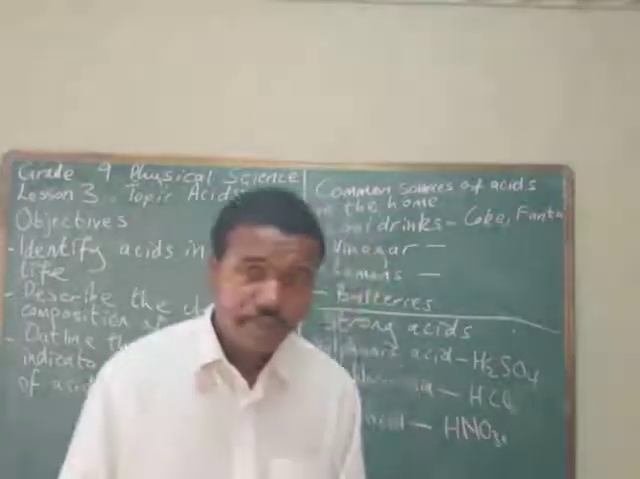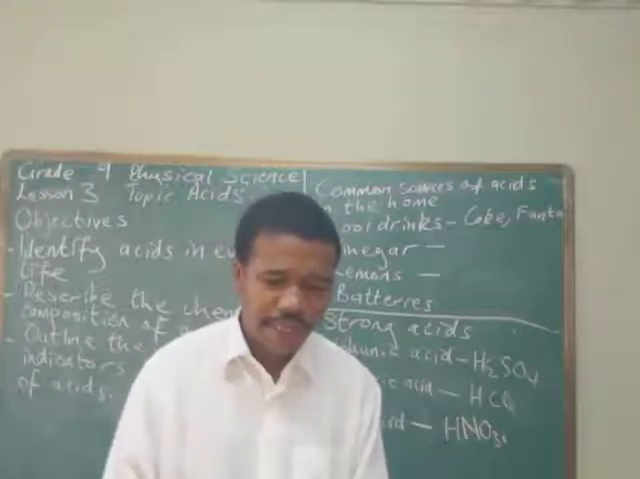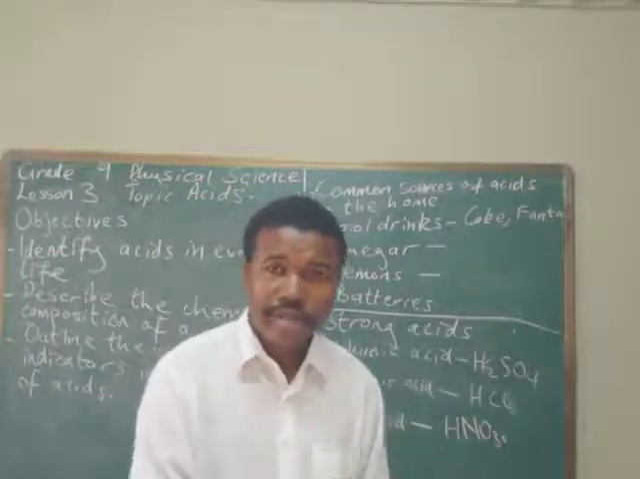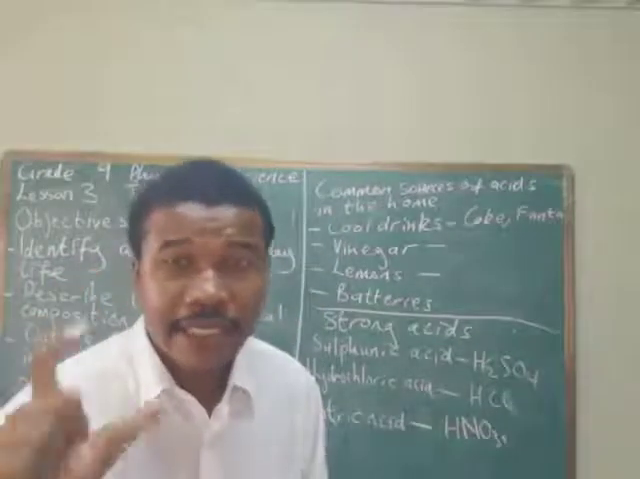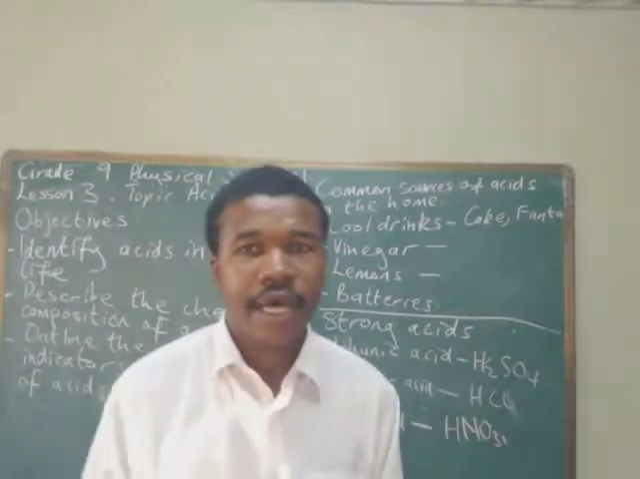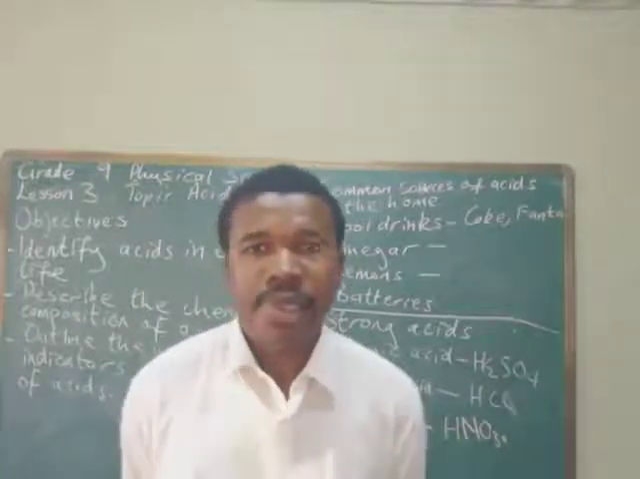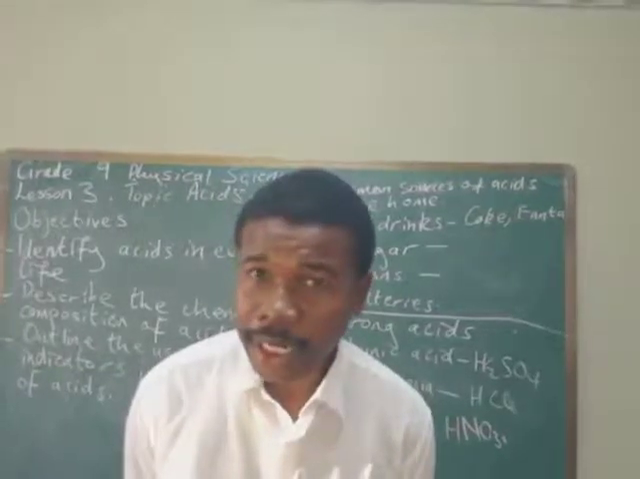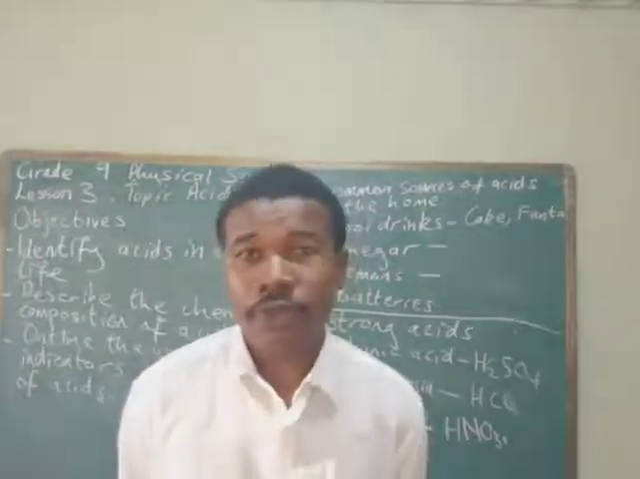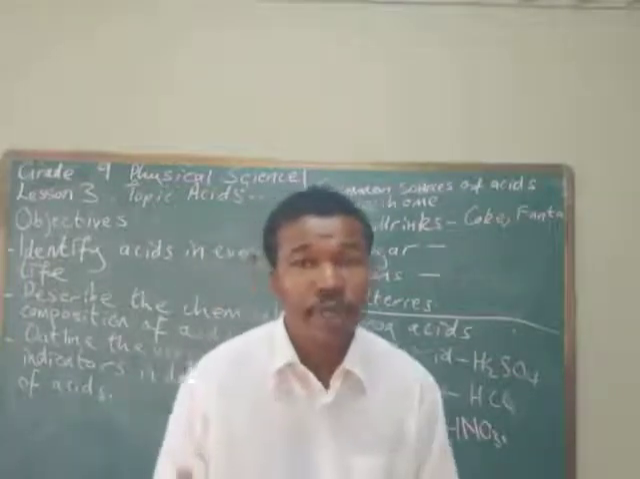So these acids, if you notice, there is a table, right? You have a table where you have the name of the acid, the formula of the acid, the cation that is present in the acid, and the anion. Do you know what a cation is? Do you know what an anion is? You must know, because we talked about this.